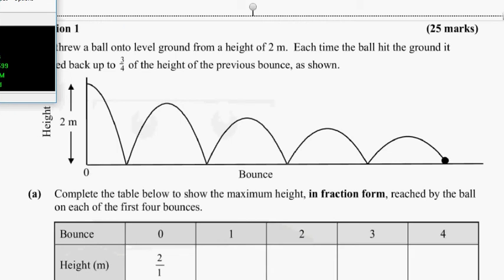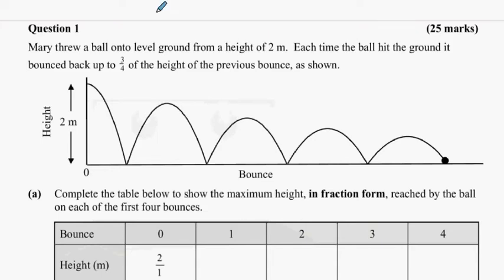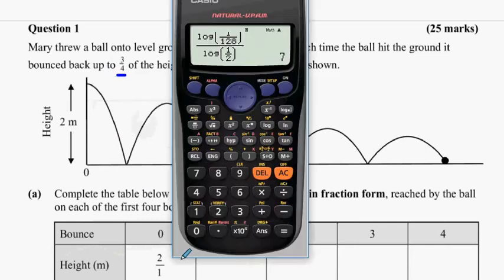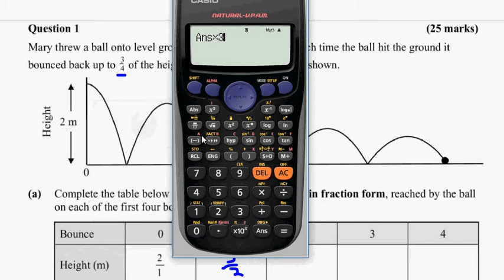The next one we're on is question 4, okay? So what we have here is the ball bouncing question. It has a height of 2, and each time the ball hits, it bounces back up at 3/4, right? So 2 multiplied by 3/4 ends up being 3/2. Then the next one, answer multiplied by 3/4, which is 9/4.